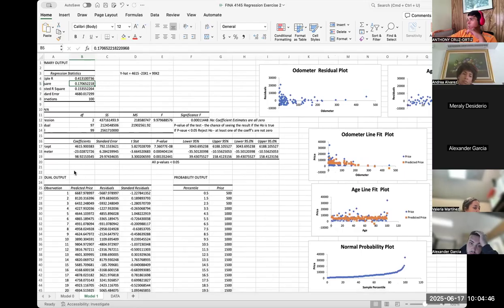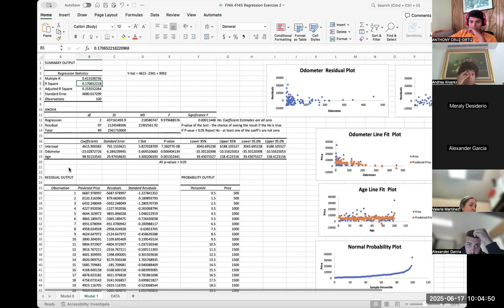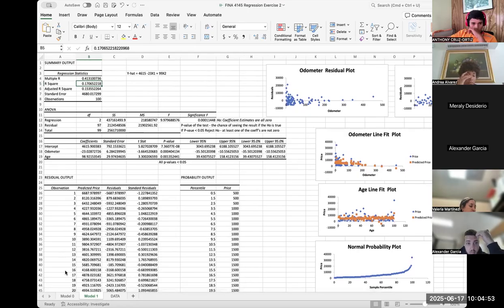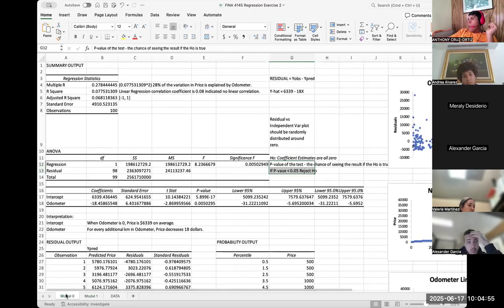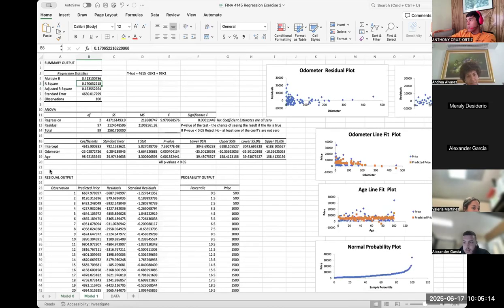First, though, I'm going to interpret the findings. So let's interpret, and it's going to be similar to last time, so I'm just going to copy it. Remember, interpretation: when odometer is zero, the price. Okay, this is going to be a little bit different than here because now we have a second variable, right? So how do we do that? So let's make some more space here. No, that's not the space I wanted.